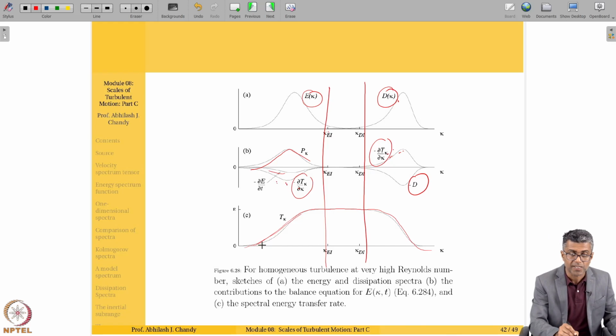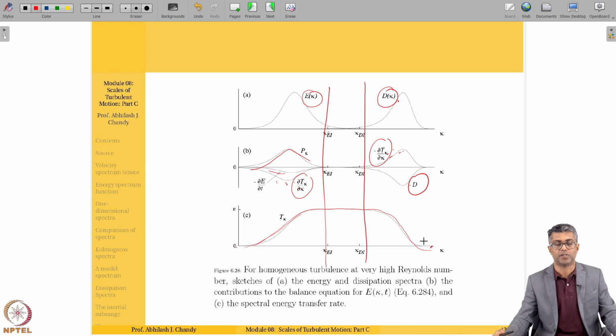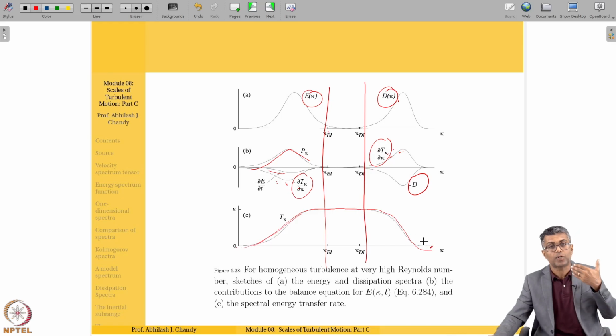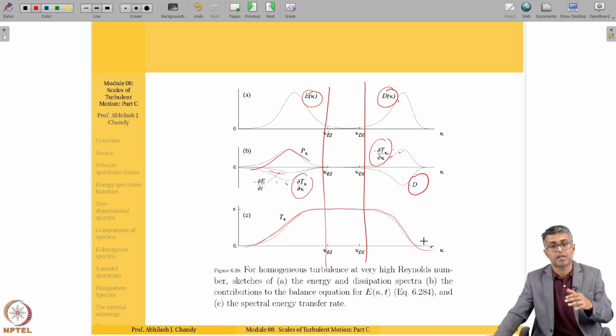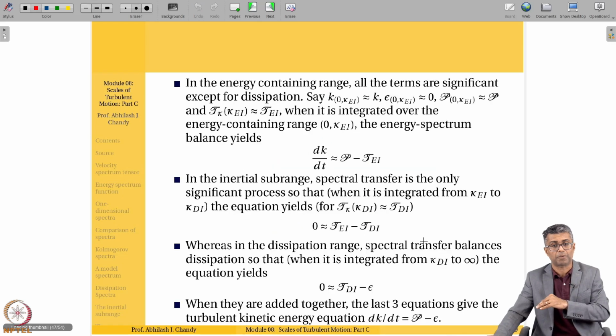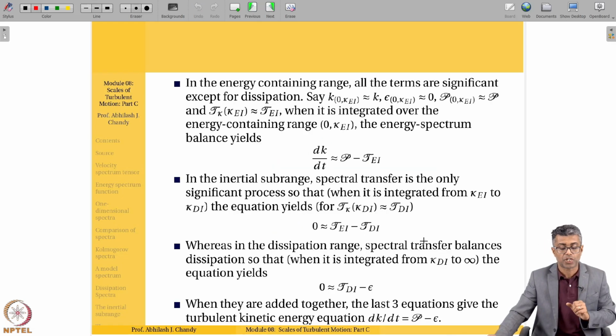The transfer itself starts from 0, ends at 0, and it starts to peak in the inertial subrange and then decreases. Because as you get to higher and higher Reynolds numbers, your scales are reducing, and in that case your rate of transfer actually starts to decrease. It is 0 to begin with, it keeps increasing, it peaks in the inertial subrange, and then it keeps decreasing. So that is essentially what we are saying.